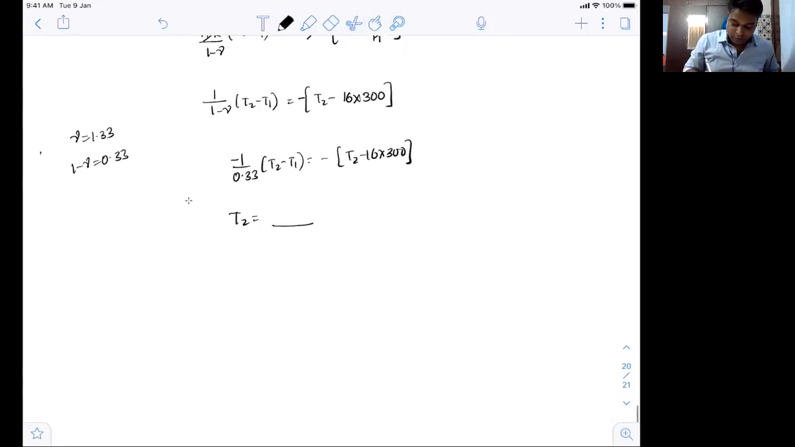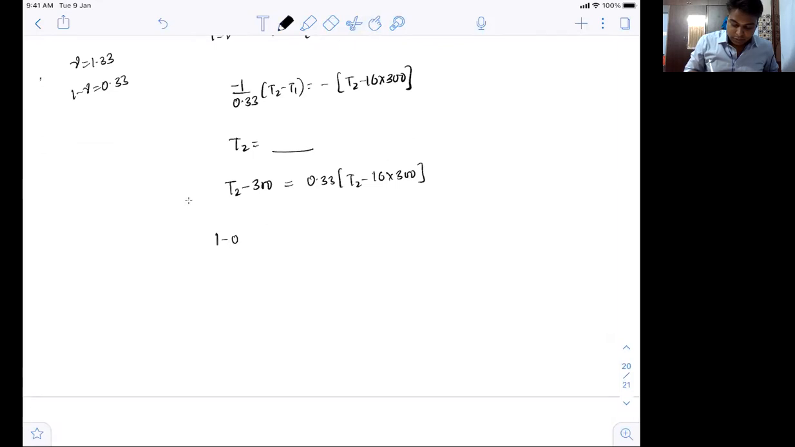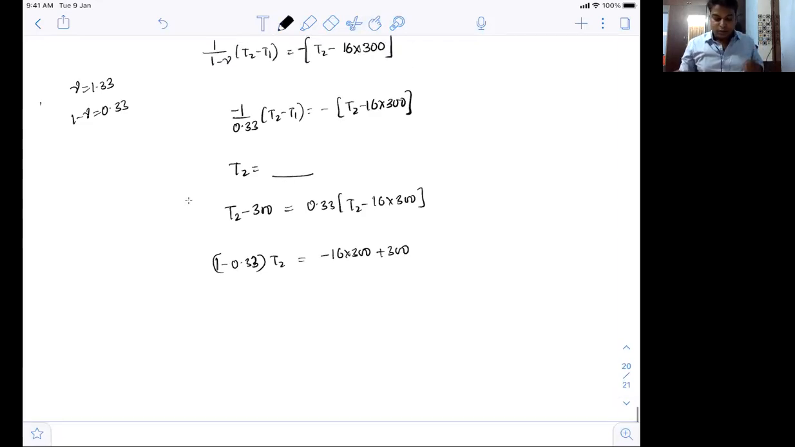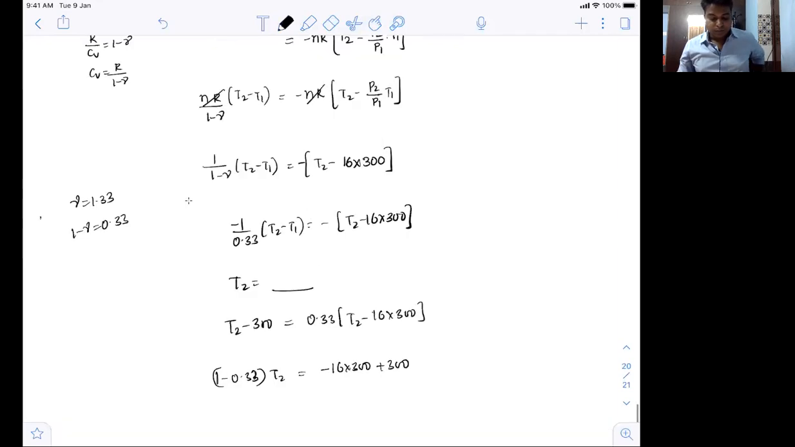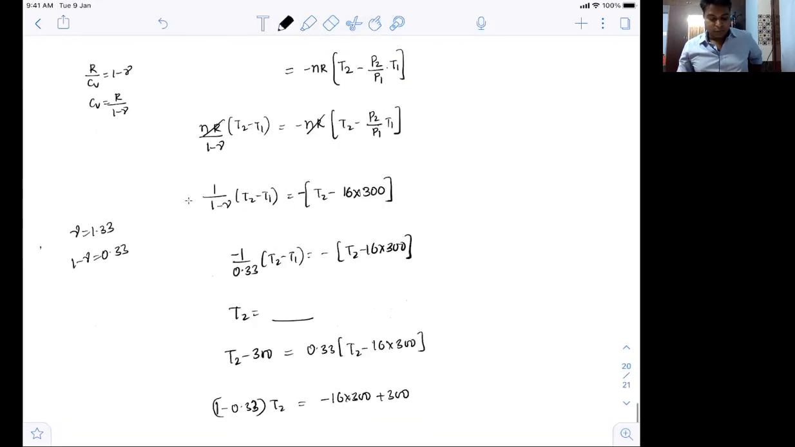T2 minus 300 is equal to 0.33 into T2, right? So that minus got cancelled. This is 16 into 300. So if I bring that, 1 minus 0.33 into T2 is equal to 16 times 300, plus 300 is what I will get. Sorry, minus of this is what I would get here. Clear? All of you got that?